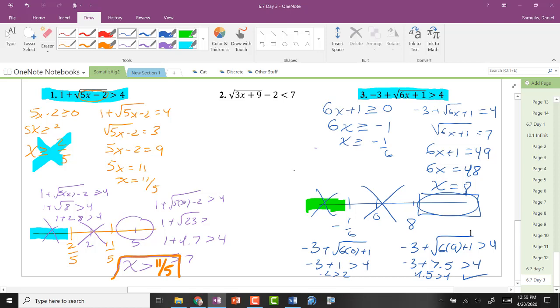So how do I need to write this in inequality form? X is greater than 8. That is my final answer. X is greater than 8.